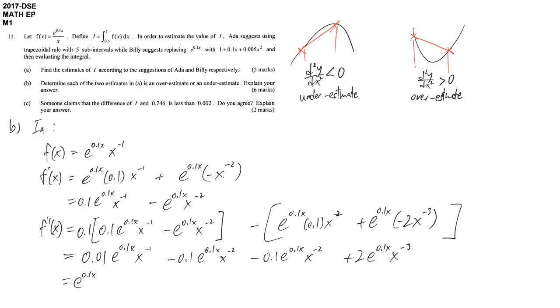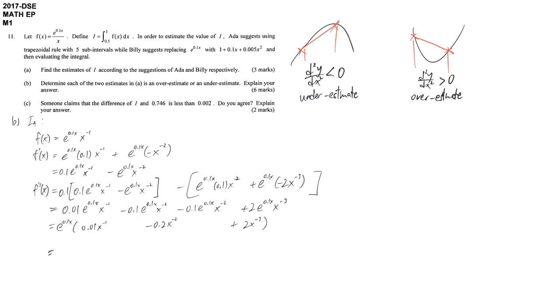Extract the common factor, and then we have 0.01 x^-1, and then we have -0.2 x^-2, and the last term we have 2 x^-3. Because we are going to prove whether that is always larger than 0 or always smaller than 0, we are going to extract the common factor and factorize it.